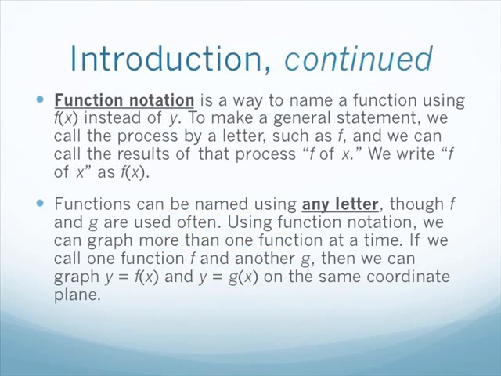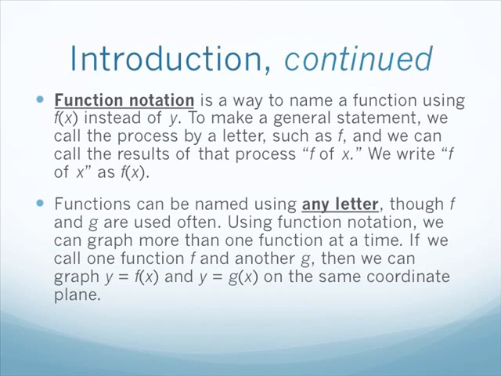Function notation is a way to name a function using f of x instead of y. To make a general statement, we call the process by a letter such as f, and we can call the results of that process f of x. We write f of x as f, parentheses, x. The function can be named using any letter.